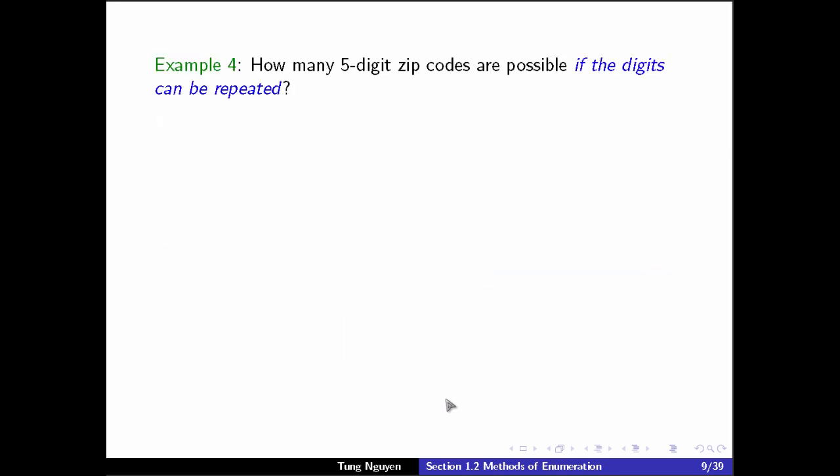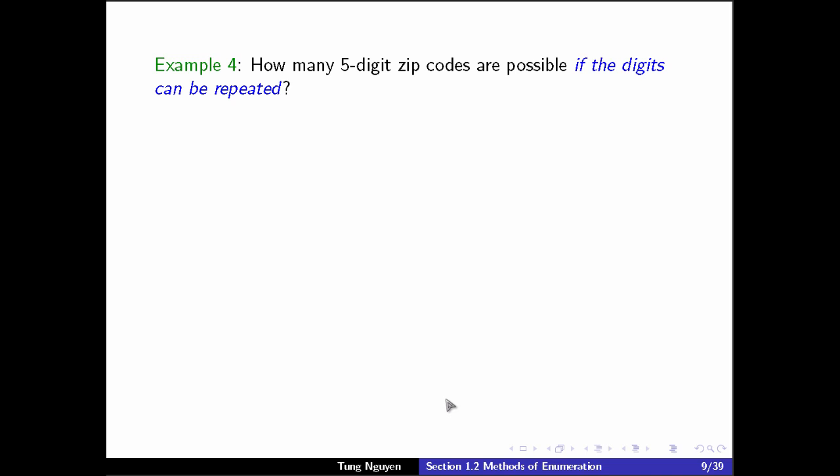Okay, now for the next example, it's similar. This time we want to see how many 5-digit zip codes can be created if we allow the digits to be repeated. So this is similar to the previous problem. This time, instead of 8 tasks, we have only 5 tasks, which are the tasks to pick the number for each digit.